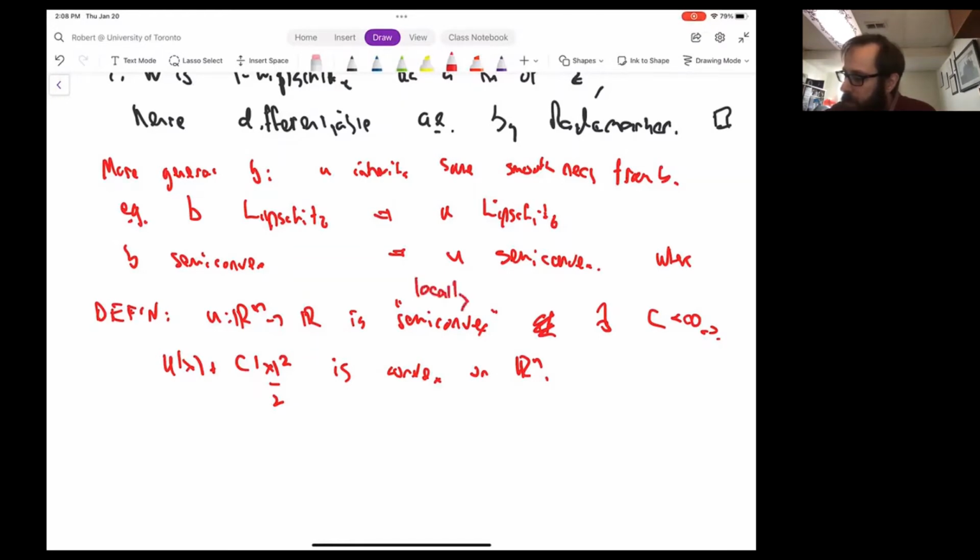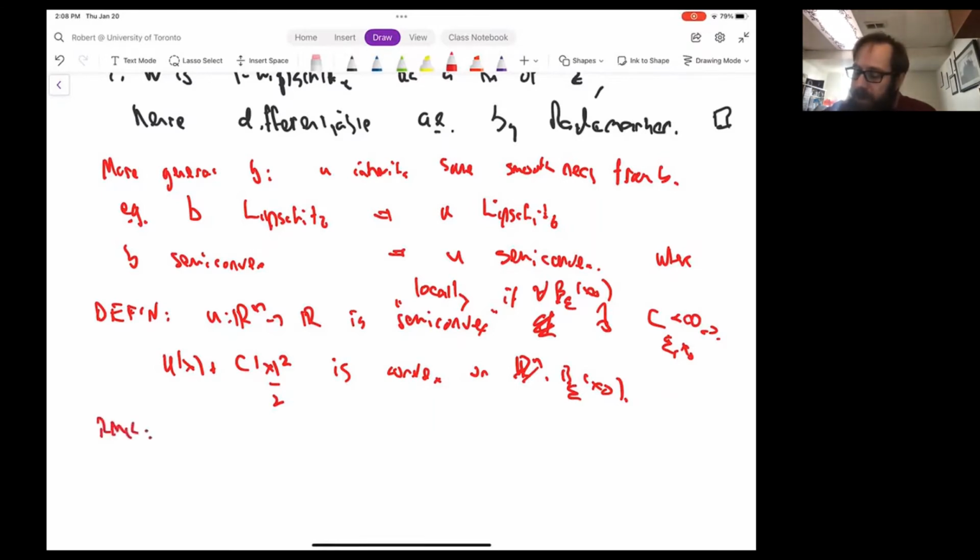So I could make this locally semiconvex if for every b epsilon of x naught, there exists a c which would now depend on epsilon and x naught, such that this is convex on the ball. Or you'd say if it's locally convex at x naught, you'd say that it is locally semiconvex at x naught if there exists a constant, and so on.